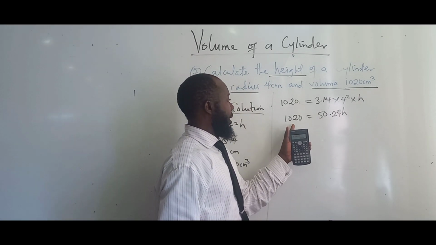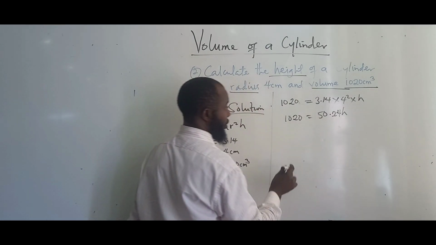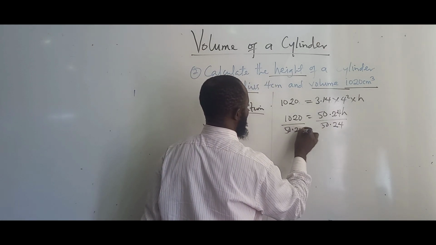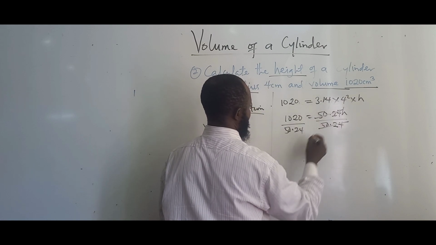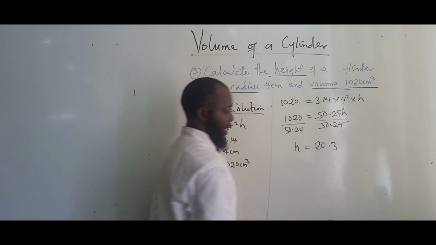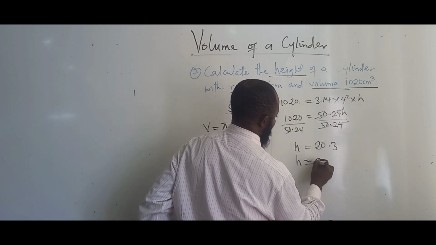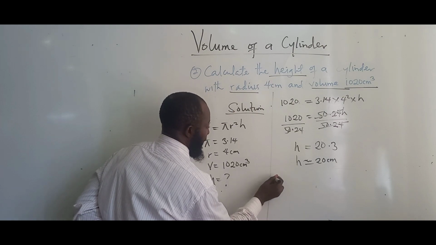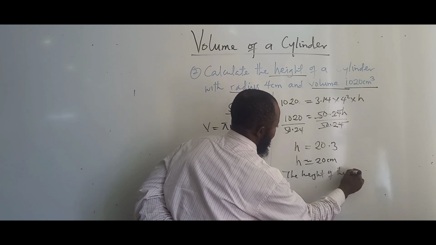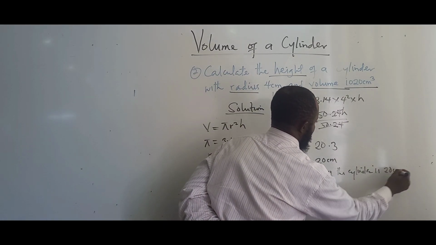This has led us to a simple equation. So in this case, we divide both sides of the equation by 50.24. So we cancel this, and we then have h equals 20.3. Now, we can round it up to 20 centimeters. So we can say, therefore, the height of the cylinder is 20 centimeters. That's all.